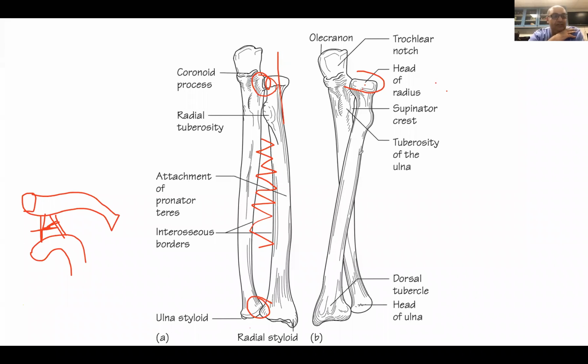Are we good? Can I proceed further? What about the ligament of the distal radio-ulnar joint? There is no specific named ligament. They are just fibrous bands, and there's not much talk about it.